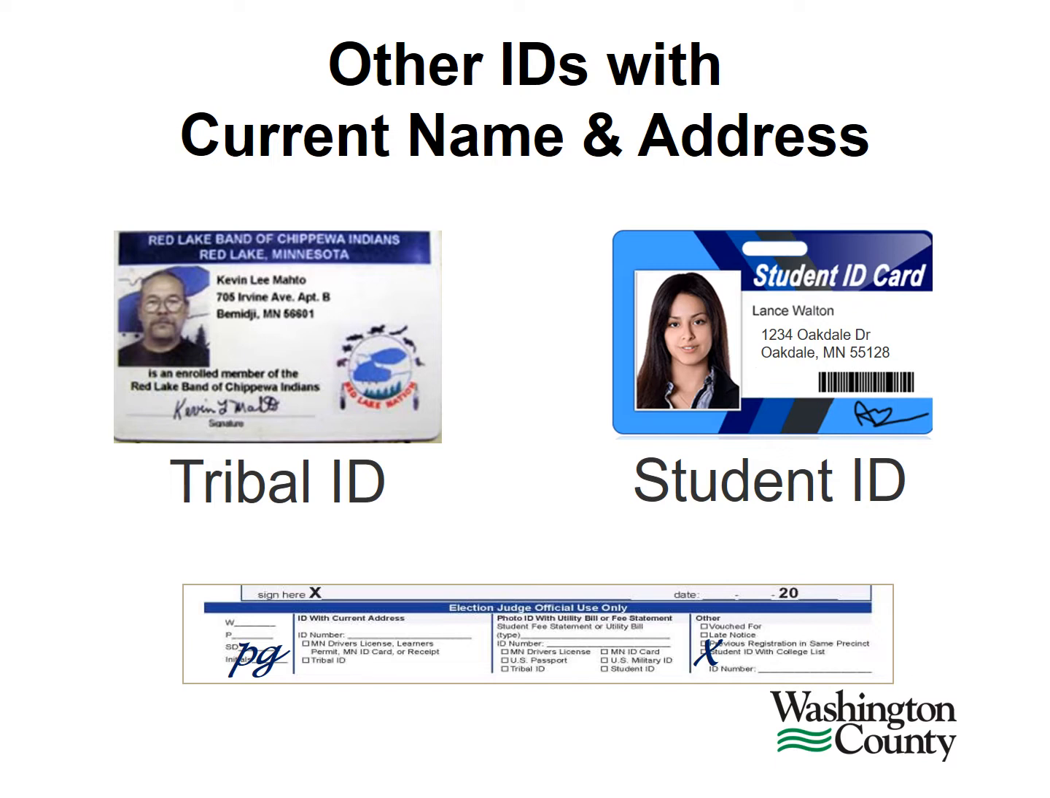A voter could also use a student identification card with the voter's current name and current address on it. You will need to check for the voter's name, that their address listed on the ID is in the precinct finder, as well as the voter's date of birth.